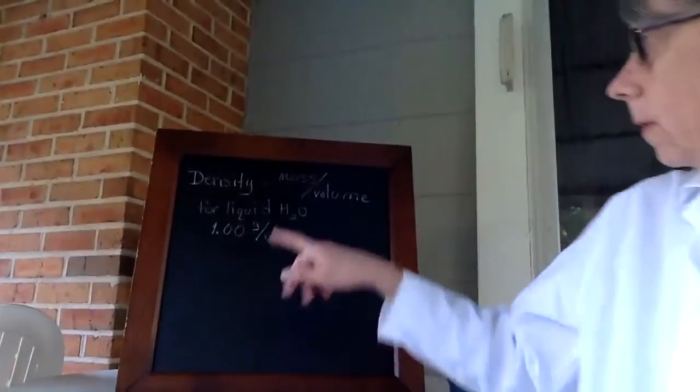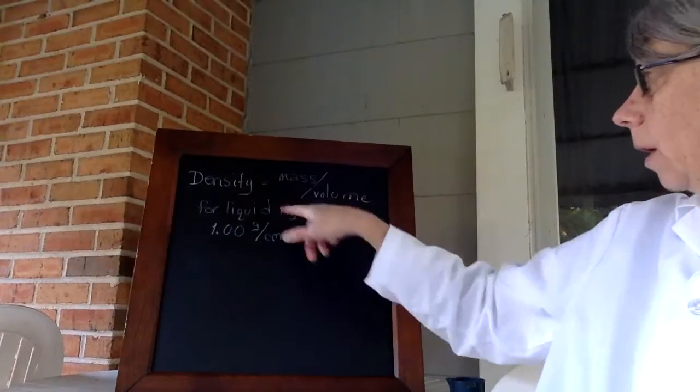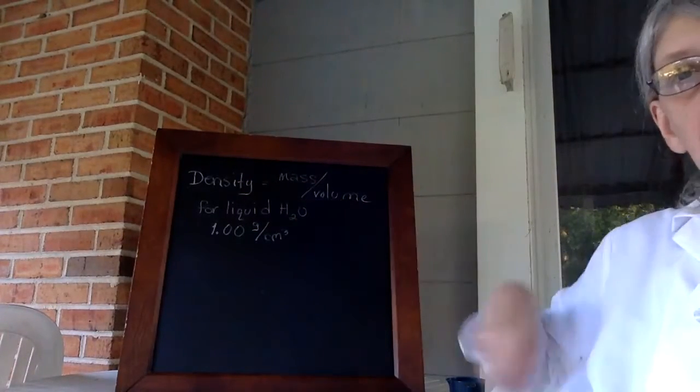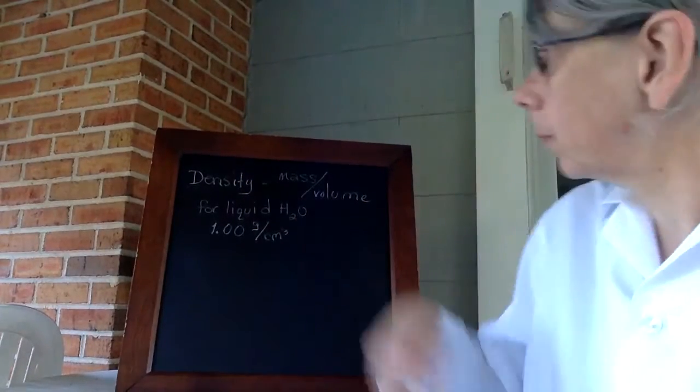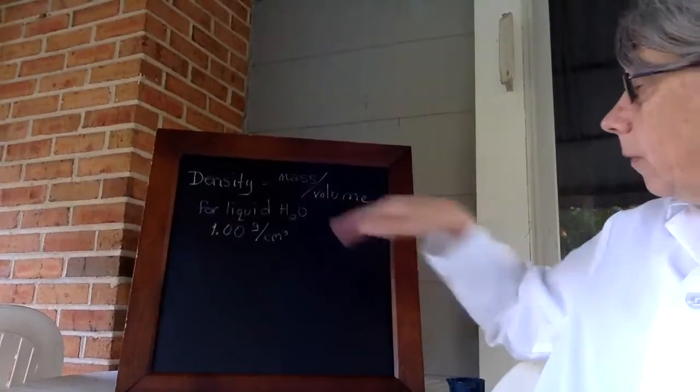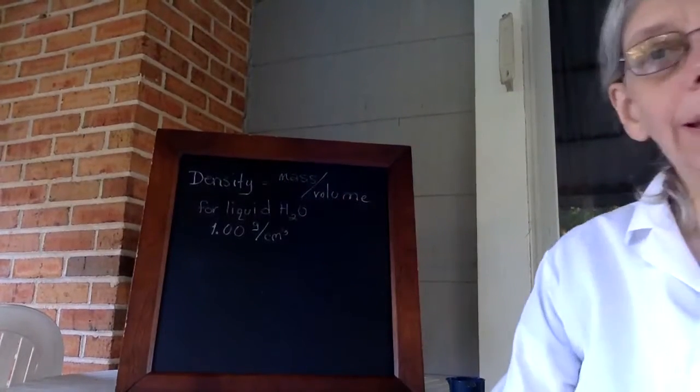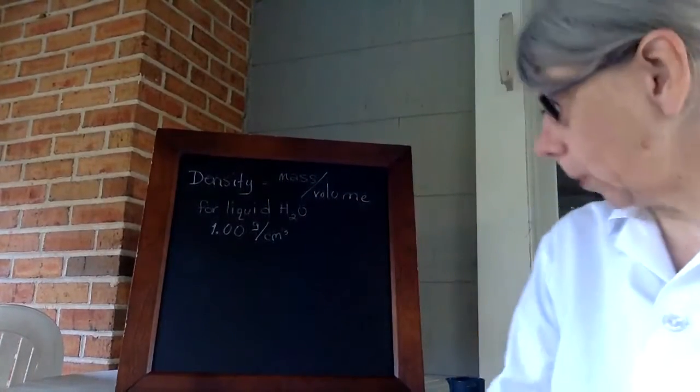Okay, today we're going to talk about a property of all matter called density. Density is the mass of an object divided by its volume. How much matter there is divided by how much space it takes up. Okay?